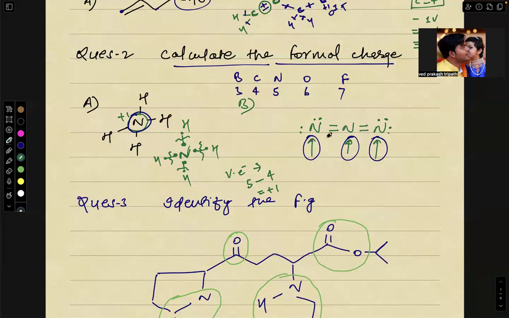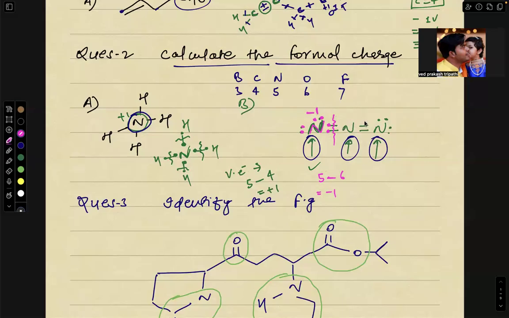Very good. Now look at this one. What about the formal charge on this nitrogen, the terminal nitrogen, this one? I'm talking about this. So you can break the bond. 1, 2. Valence electrons of nitrogen is 5 minus how many total electrons on nitrogen? So 1, 2, 3, 4, 5, 6. 5 minus 6 is how much? Minus 1. So this nitrogen would be minus 1.